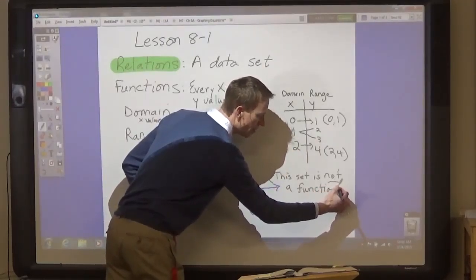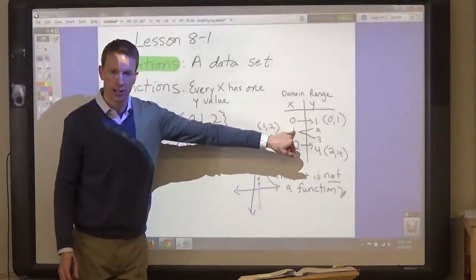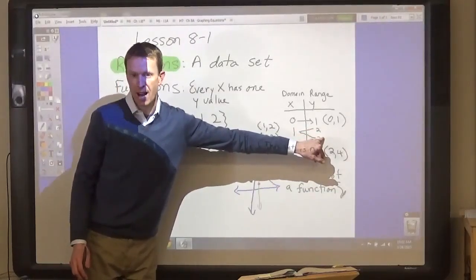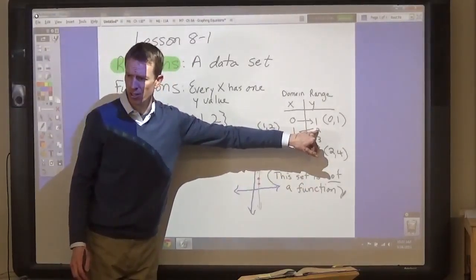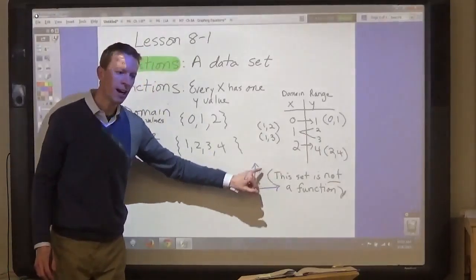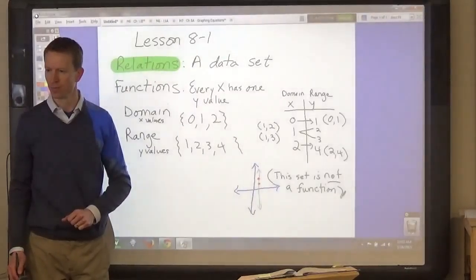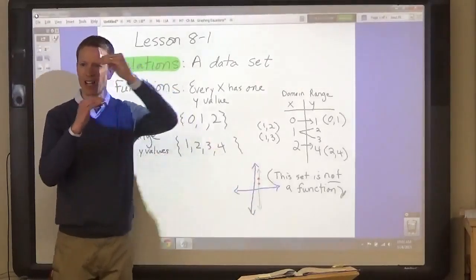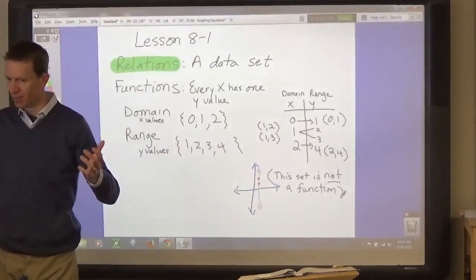So you can check to see if a relation is a function. You can check to see if we have this situation where an x value has 2 y values, then it's not a function. If there's only one, then it is a function. Or you could do a vertical line test to check to see if it's a function. If none of the dots line up on top of each other, then it is a function.